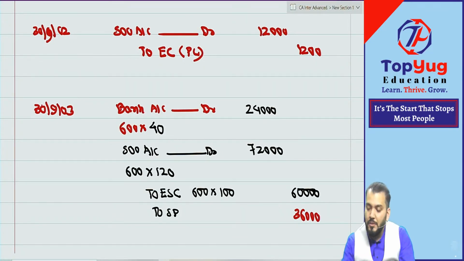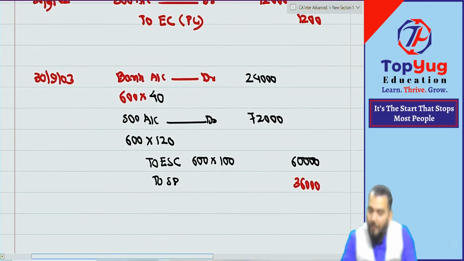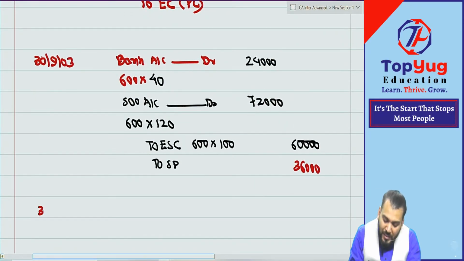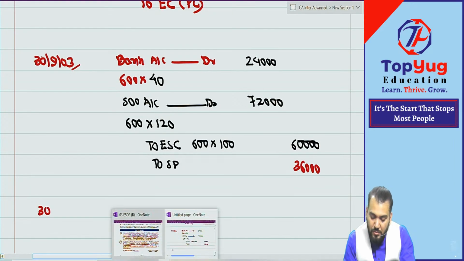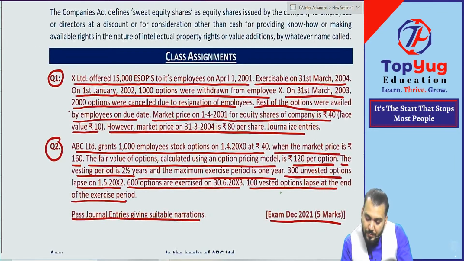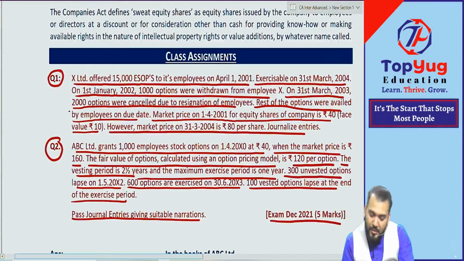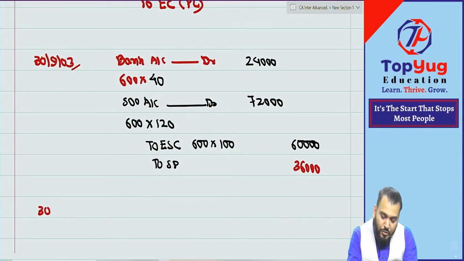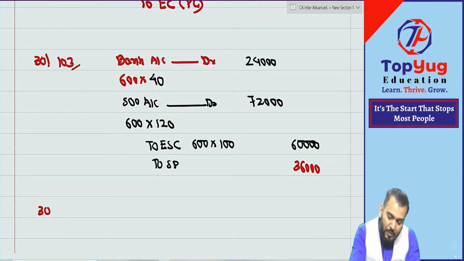Understood? Correct. Now vested options cancelled. What is the last day of the exercise period? Achha, this was the exercise day. You have given some wrong day. 600 options were exercised on 30th June 2003. And the last day is 30th September 2003.